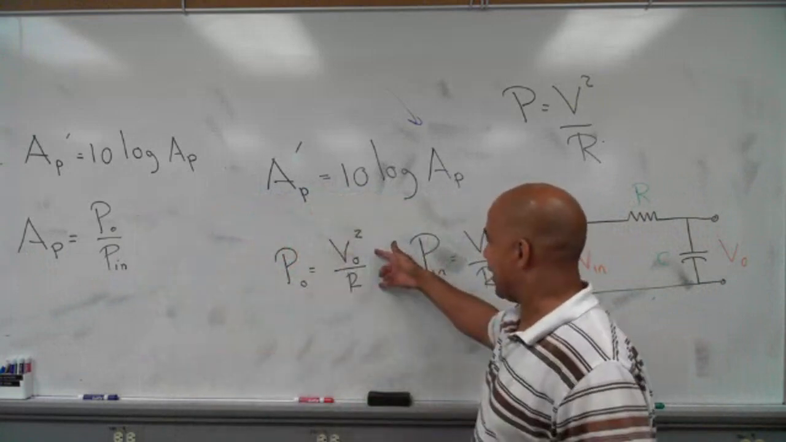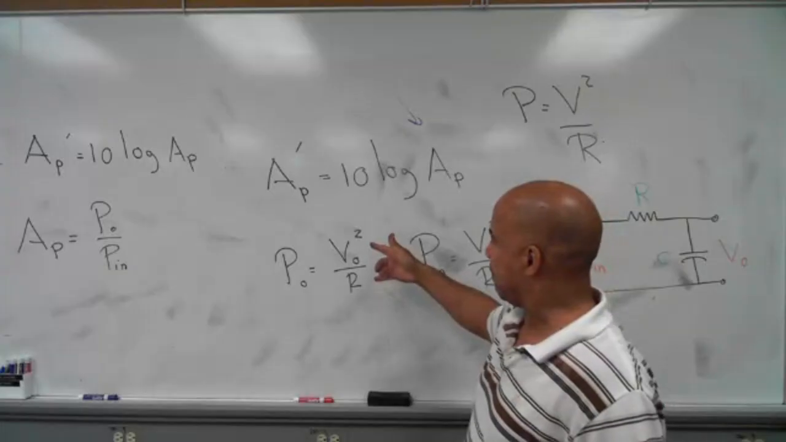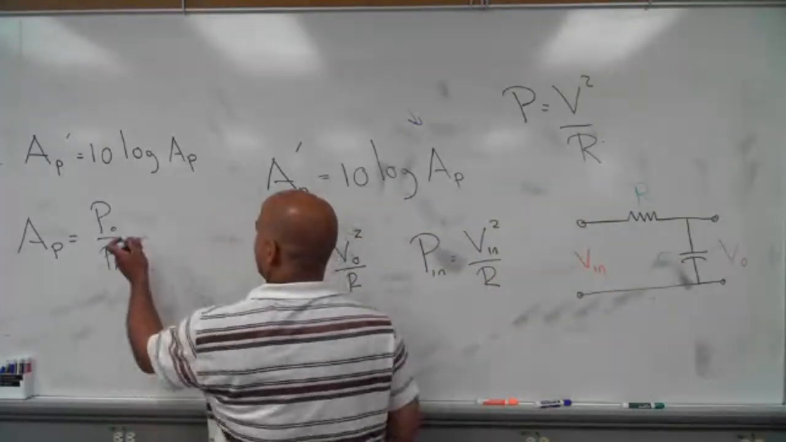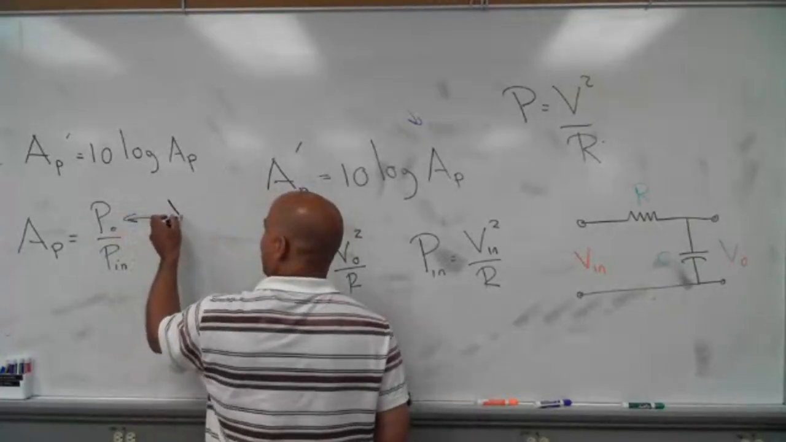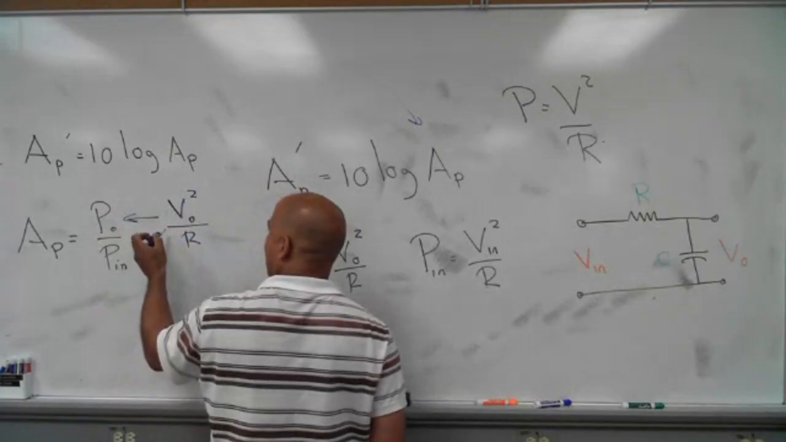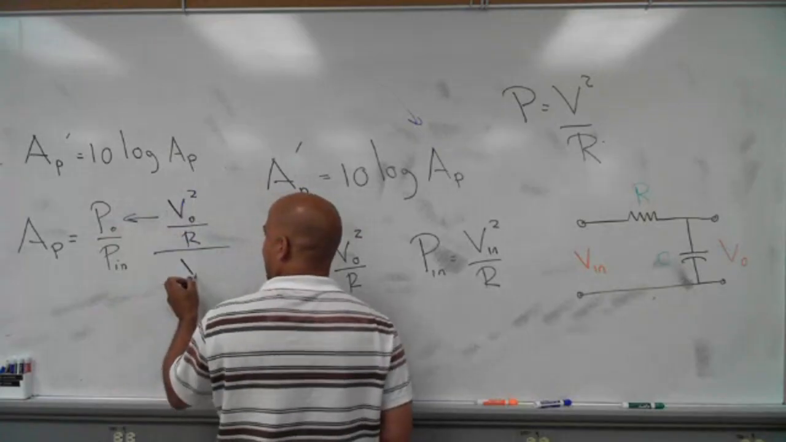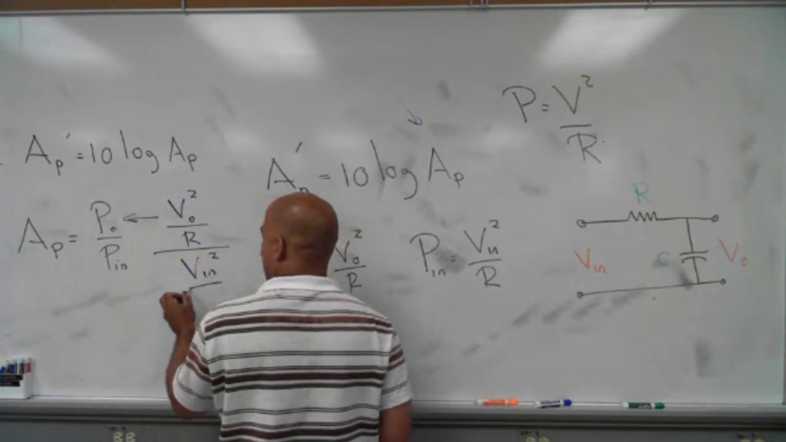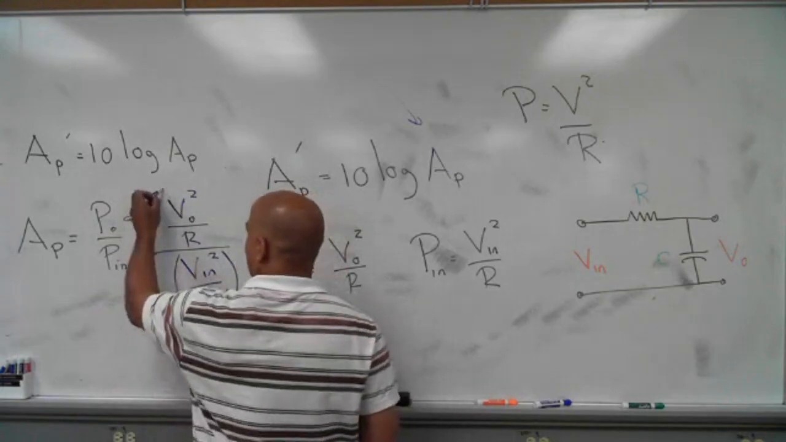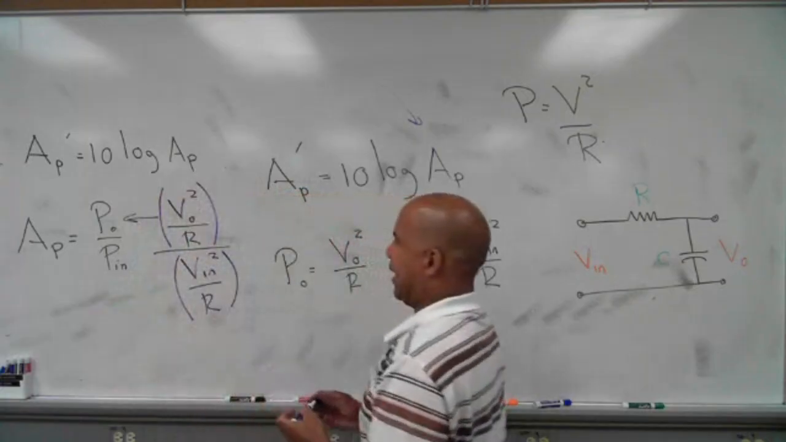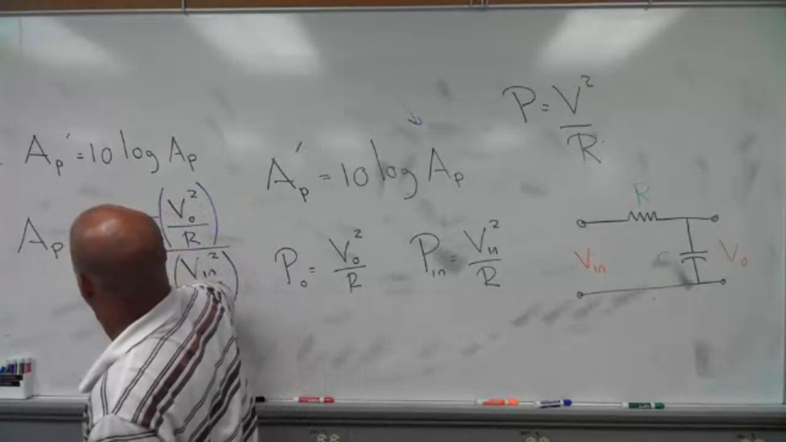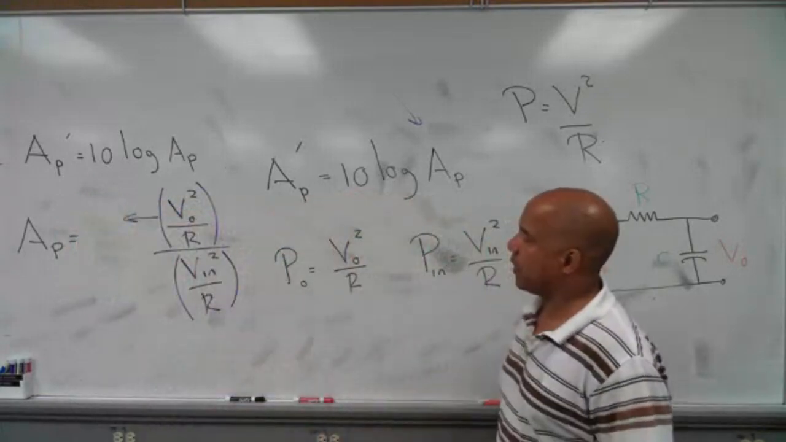I can substitute and get the same formula in terms of voltage and resistance by doing this. I can substitute for this one. I get V out squared over R divided by V in squared over R. I have this fraction divided by this fraction. And I can use that, and that'll be my new power gain.